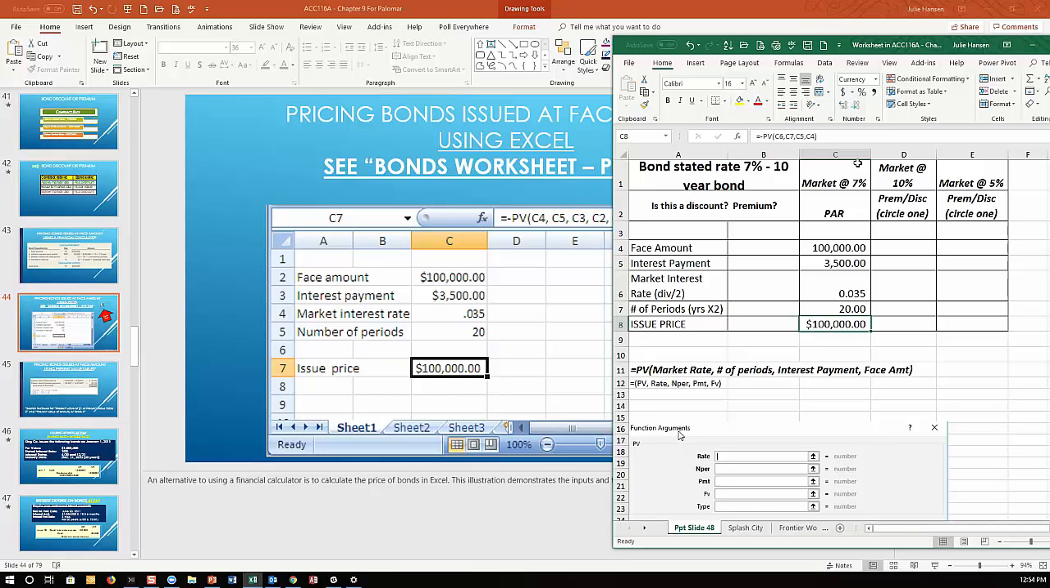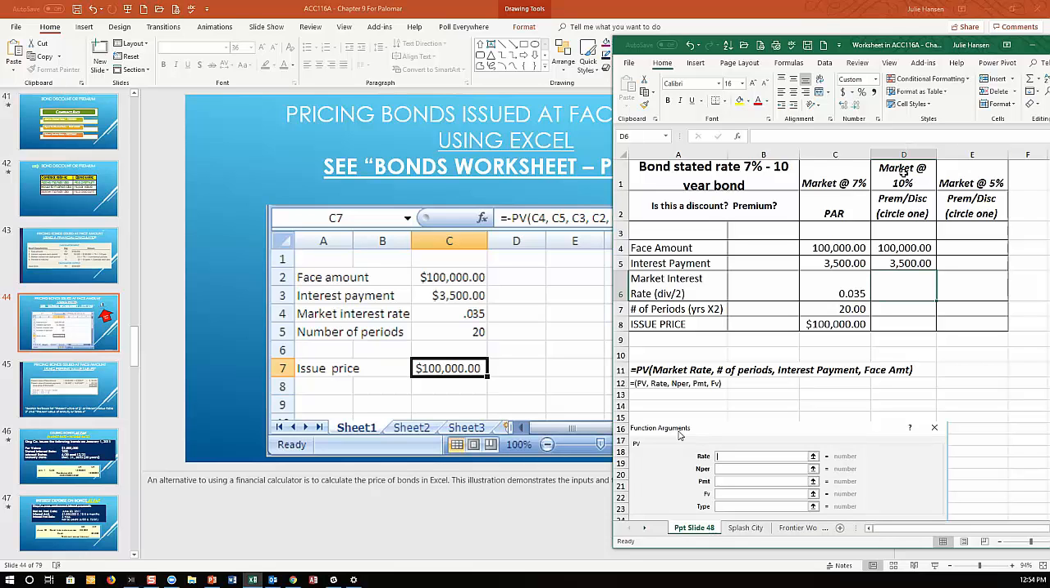Okay, and so if the market is paying 7% and my bond is paying 7%, they're going to pay $100,000 for that. Well, what happens if, and I'm going to put the same amount in, so it's still $100,000 in bonds. The interest payments, notice really carefully, do not change. The interest payments stay the same. But in this case, the market interest rate changes.